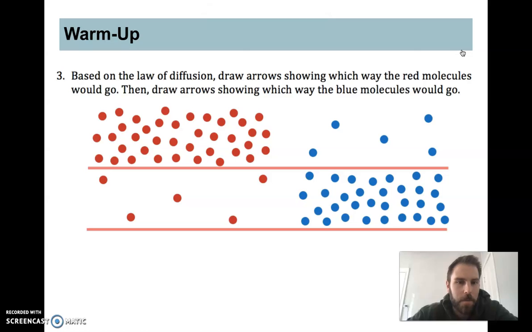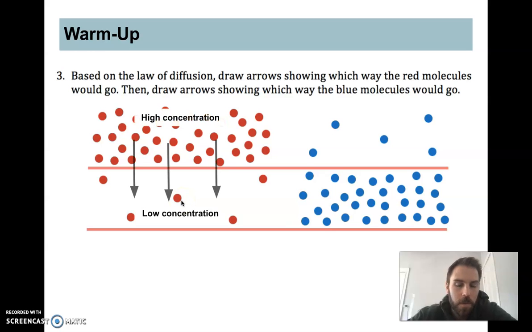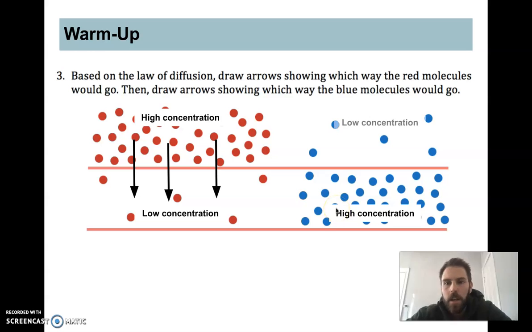All right, so remember, this is for the warm-up today. Based on the law of diffusion, draw arrows showing which way the molecule should go. So if I have a high concentration of molecules here and a low concentration of molecules here, then those molecules are going to want to move to the lower concentration. That's diffusion, right? So it's just flipped in the other situation. High concentration in this looks like a capillary, and that's what it is. Low concentration here, so they move out.